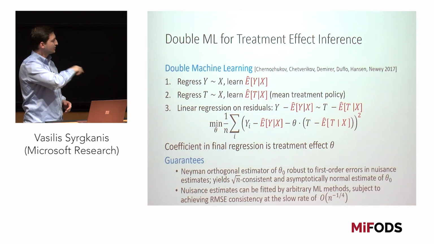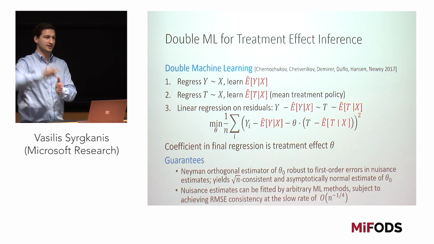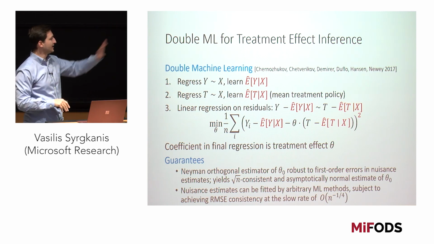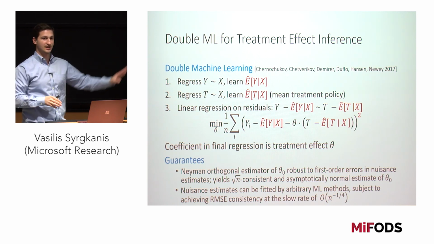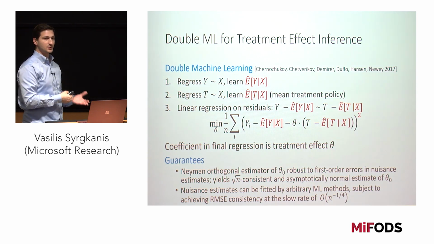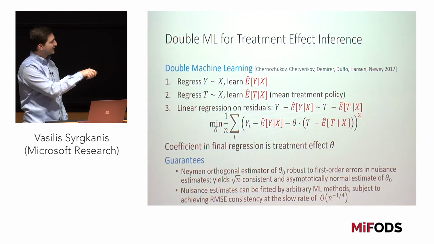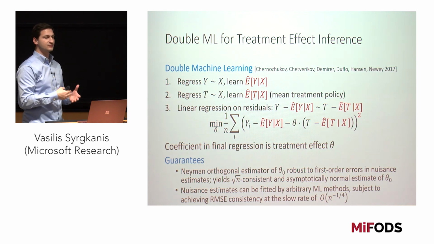And the nice theorem is that if you do these first two regressions on a separate sample, say you split the data, you run the first regressions on half of the data, and you run this last regression on the other half, then as long as these first stage regressions satisfy a root mean squared error rate that is quite slow, of order n to the -1/4, then your final estimate in this regression will behave as if you had a normal single-dimensional regression problem.